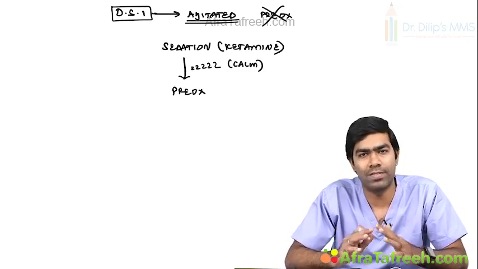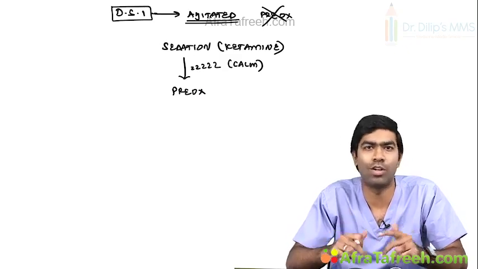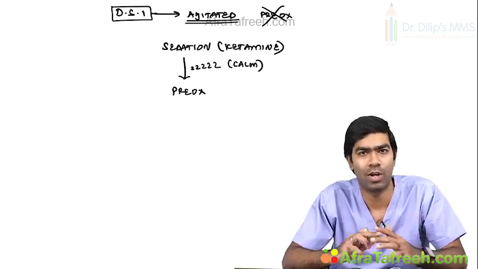So the idea of DSI is very simple. It's a modified RSI where you give sedation first in order to do pre-oxygenation in an agitated patient. So that's it, very simple. In a single line, you can tell what a DSI is.